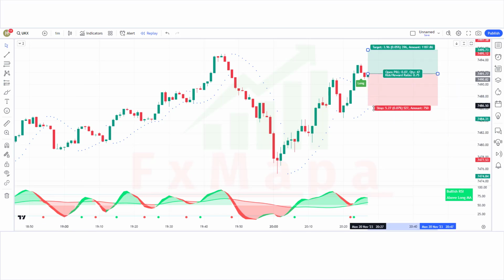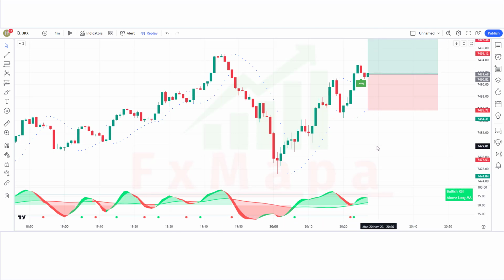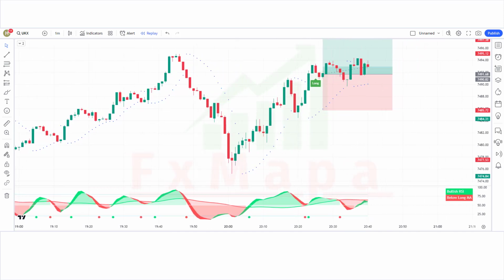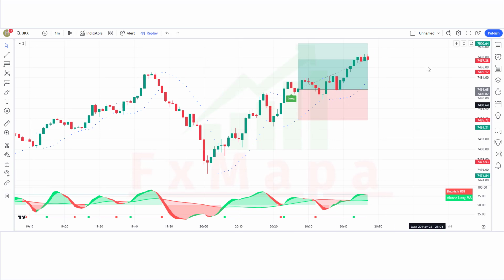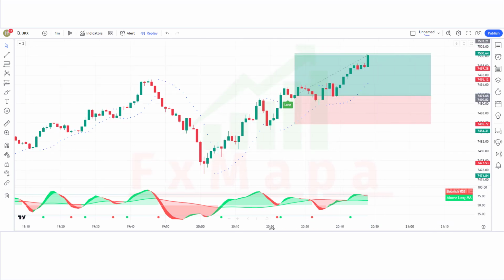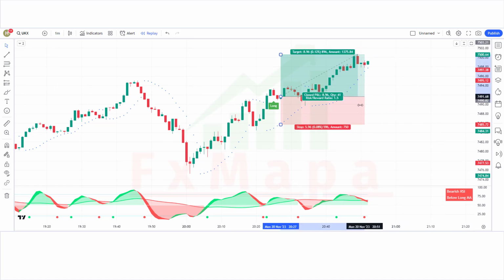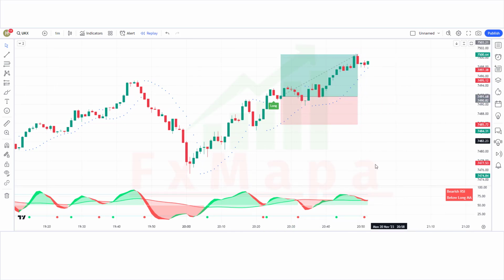Our stop loss will be placed at the parabolic SAR of the lower level, and the risk to reward ratio will be 1:1.5. Let's see what happens to our trade. Our trade is running in profit. We have won the trade. Wait for the next signal.